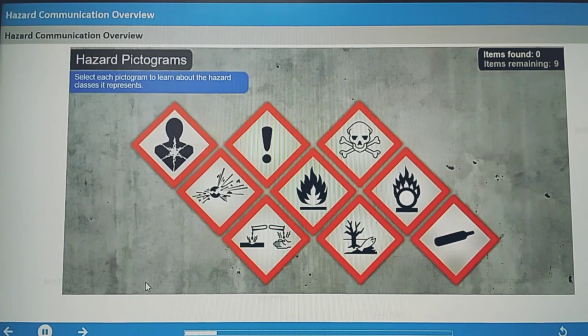And understand the hazards of the chemicals you handle. These pictograms represent physical hazards and health hazards, or a combination of both. When you see one of these pictograms, stop and read the chemical label and SDS for more information. Select each pictogram to learn about the hazard classes it represents.